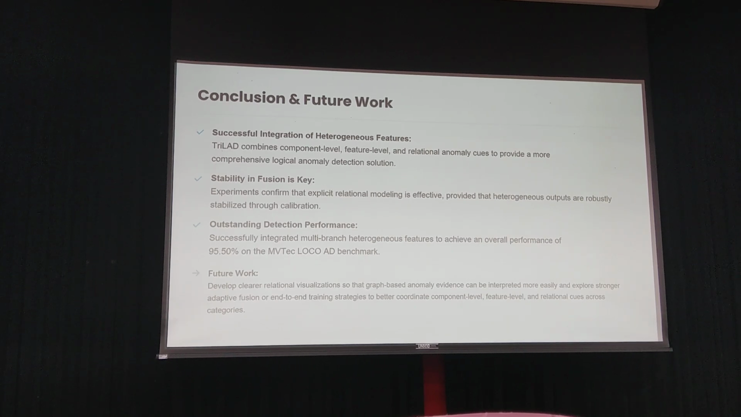What is the role of the GCN in your network? The GCN allows each component node to absorb information from its neighboring components, so the node embedding not only describes the component itself, but also where it sits within the overall topology. This is important because many logical anomalies are relational rather than purely local.